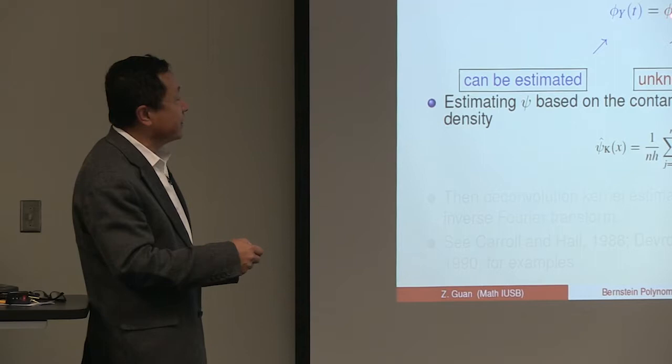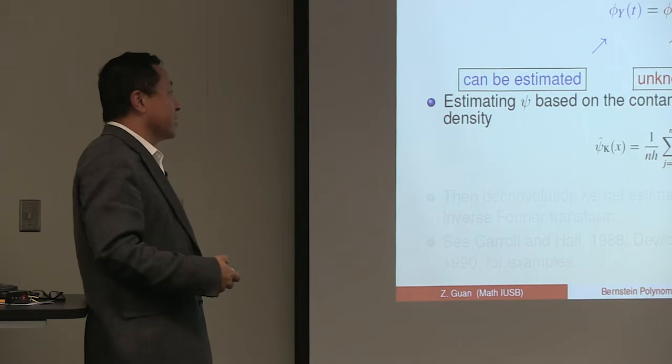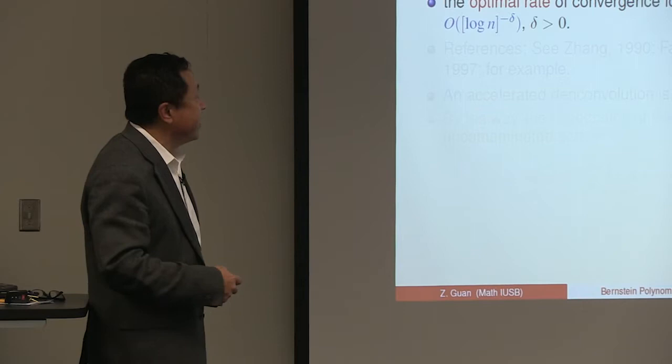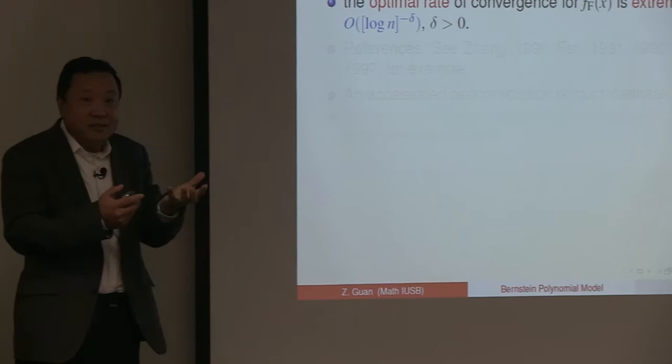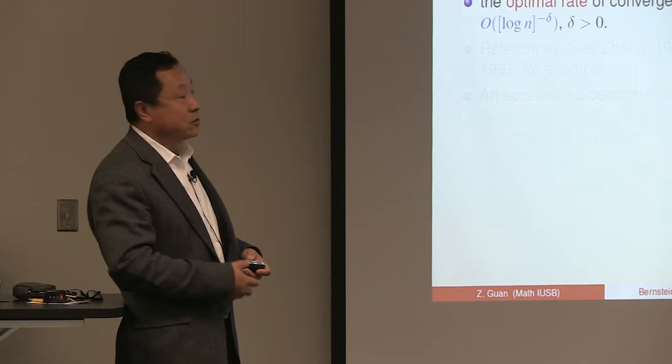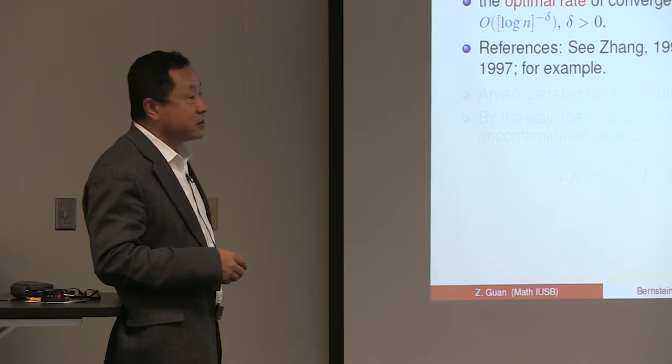But that's even worse. So although it works, you can get some estimate, but the estimate is not so good, right? Just because the optimal rate of convergence is only log n to a negative power. So, log n is a very slowly increasing function, so this is so bad. So that's the major problem of this kernel deconvolution, just because this rate is so slow.